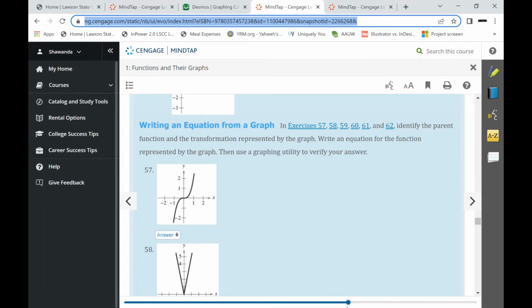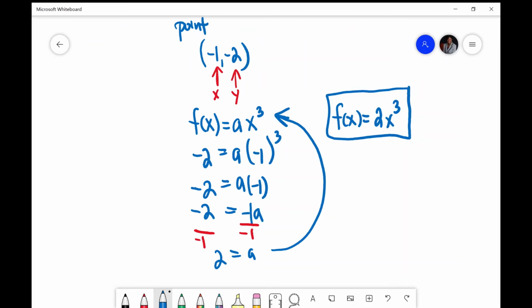So one thing you could possibly do is to figure that out. We know that there's a point, for example, negative 1, negative 2 on the graph. So since the point is negative 1, negative 2, what we can do is plug those values into f of x equals a x cubed, because we know that the leading coefficient is not exactly 1, but what is it? So what we can do is solve for a by substituting in a point that we know is on the graph, like negative 1, negative 2.